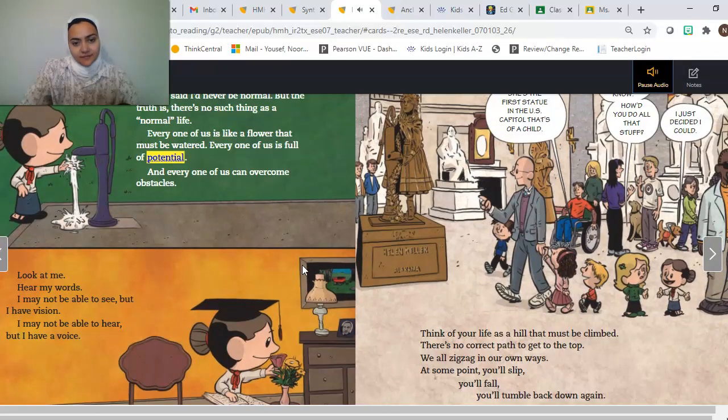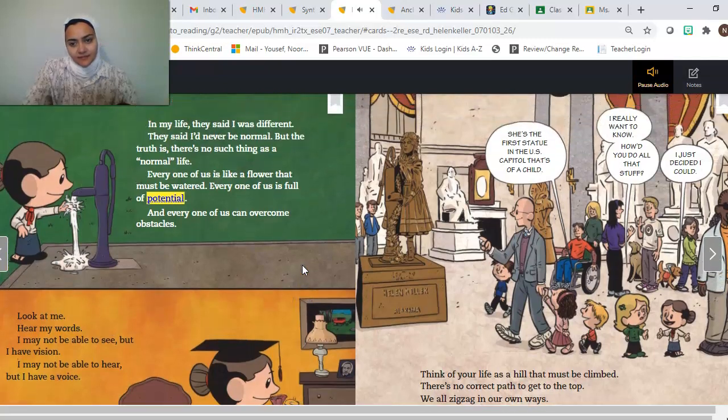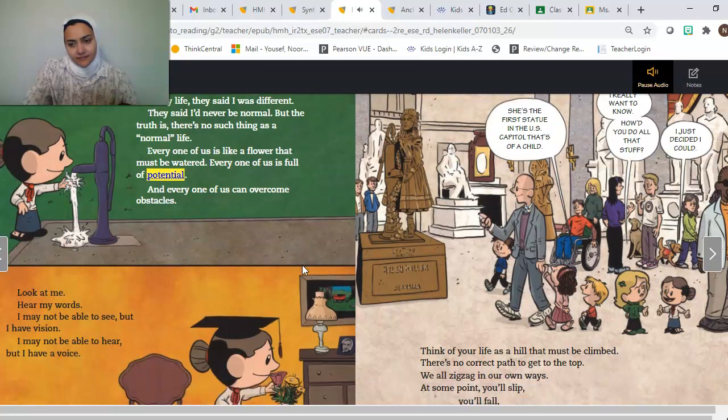She's the first statue in the U.S. Capitol that's of a child. I really want to know, how'd you do all that stuff? I just decided I could.